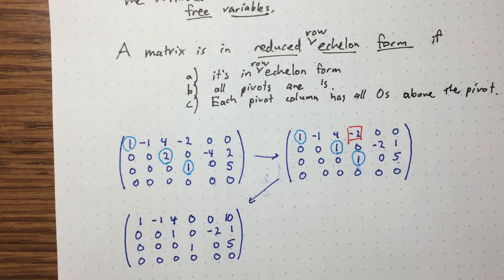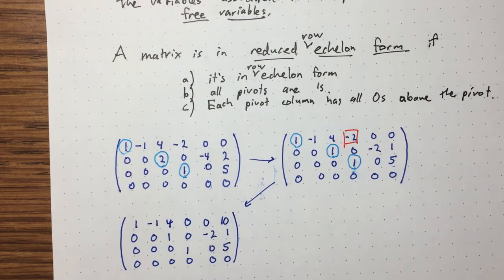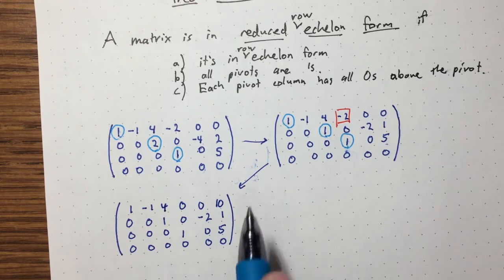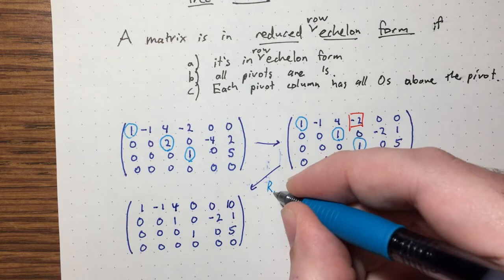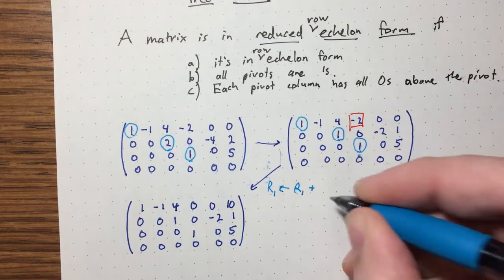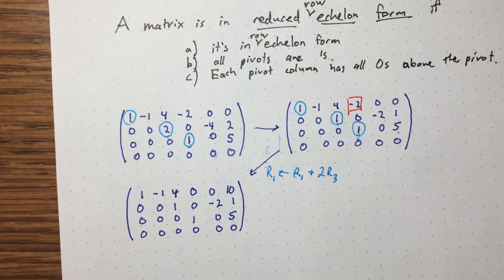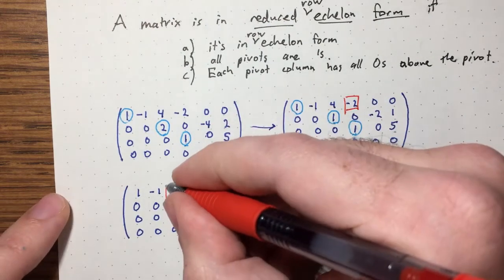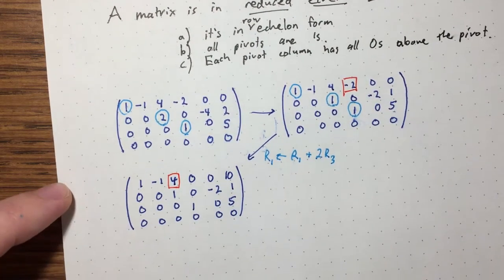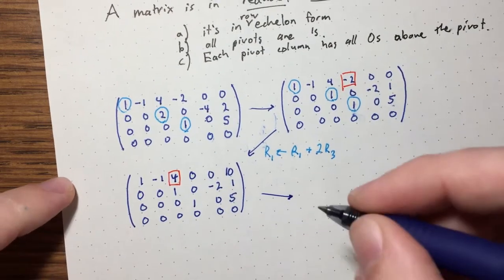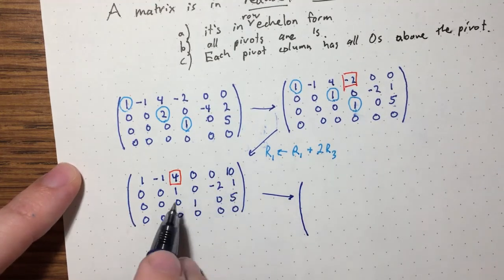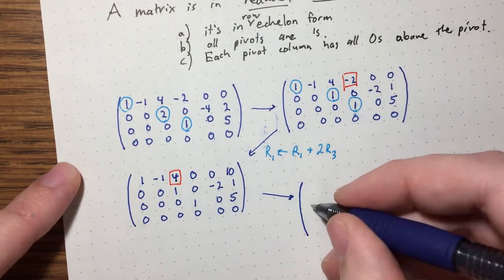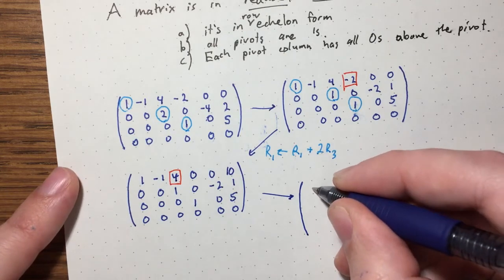What did I just do to the first row? What row operation did I do? See if you can write here what I just did. All right, so I took 2 times the third row and added it to the first row. So the first row became R1 plus 2 times the third row. Okay, we're almost there. One more thing to do. We need to turn that 4 into a 0, right? So let's go ahead and do that. I'm going to subtract 4 copies of the second row from the first row. Okay.